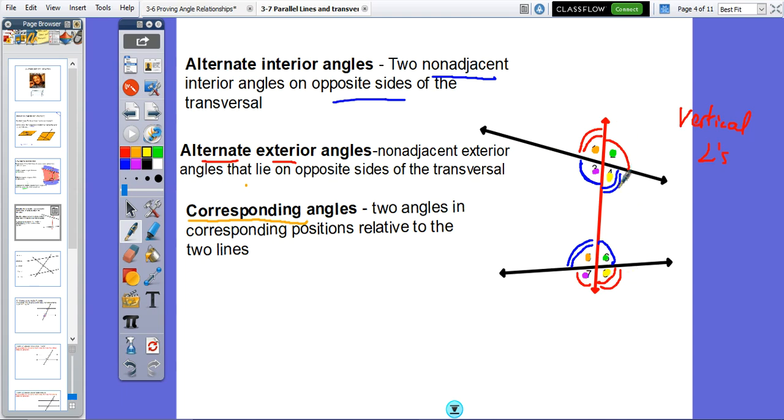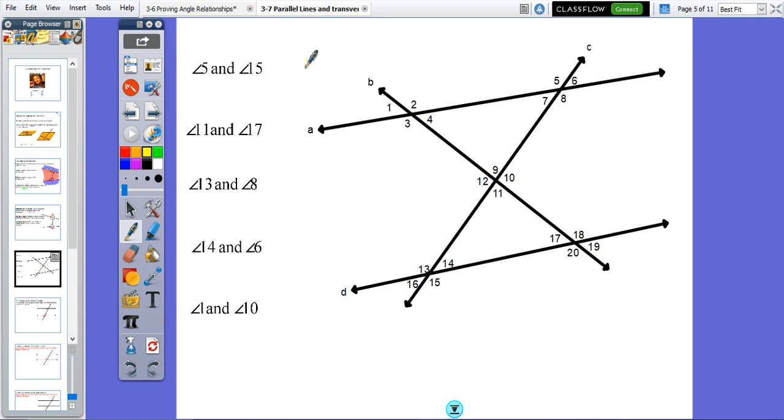Now, when we start talking about parallel lines and these angles, we're going to see something a little more unique about these types of angles. But let's test your knowledge on what we just talked about. So go ahead and pause for a second and then determine what type of angle relation these angles are to each other. So 5 to 15, 11 to 17, and so on and so forth. All right. So hopefully you went through it all and checked.